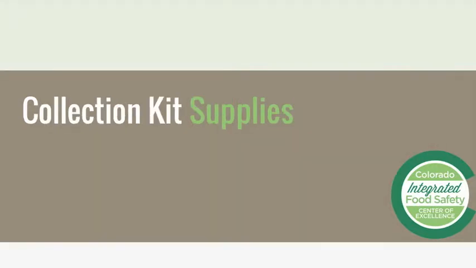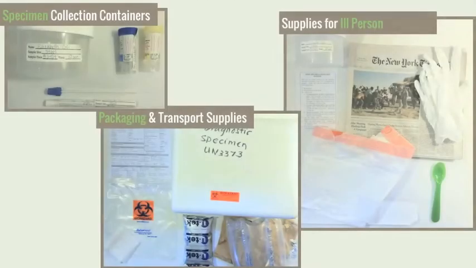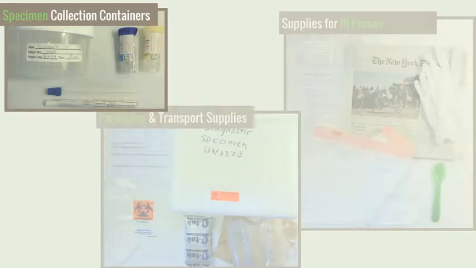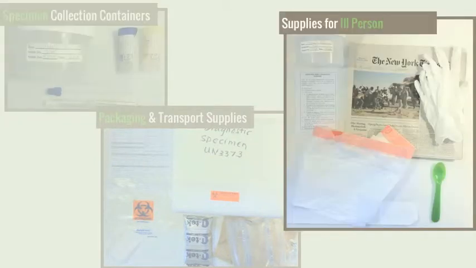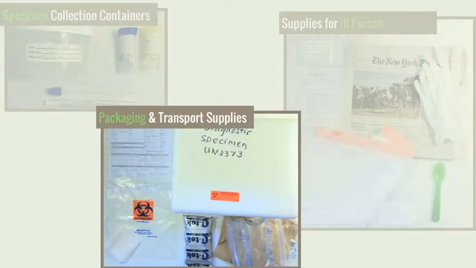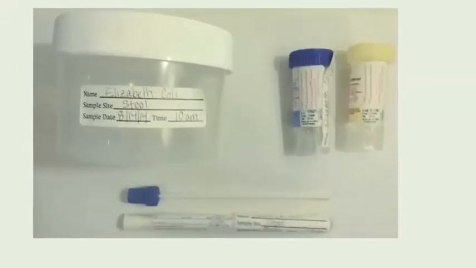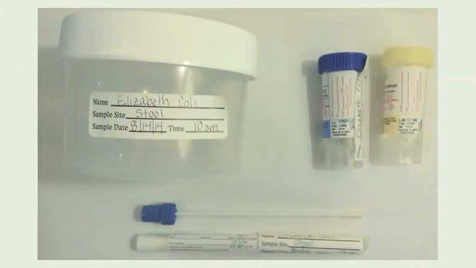outbreak in Colorado. Before an outbreak occurs, make sure you are familiar with the Specimen Collection Kit and ensure supplies are not expired and the kit is fully stocked. A specimen collection kit should include specimen collection containers, supplies for ill persons, and packaging and transport supplies. Common specimen collection containers include Amy's swab tubes, bulk stool containers, and ova and parasite vials.